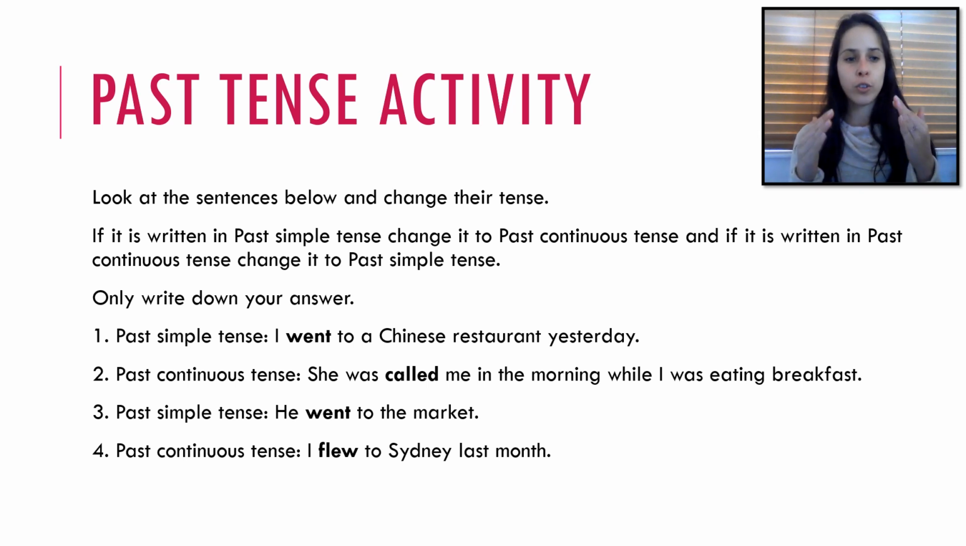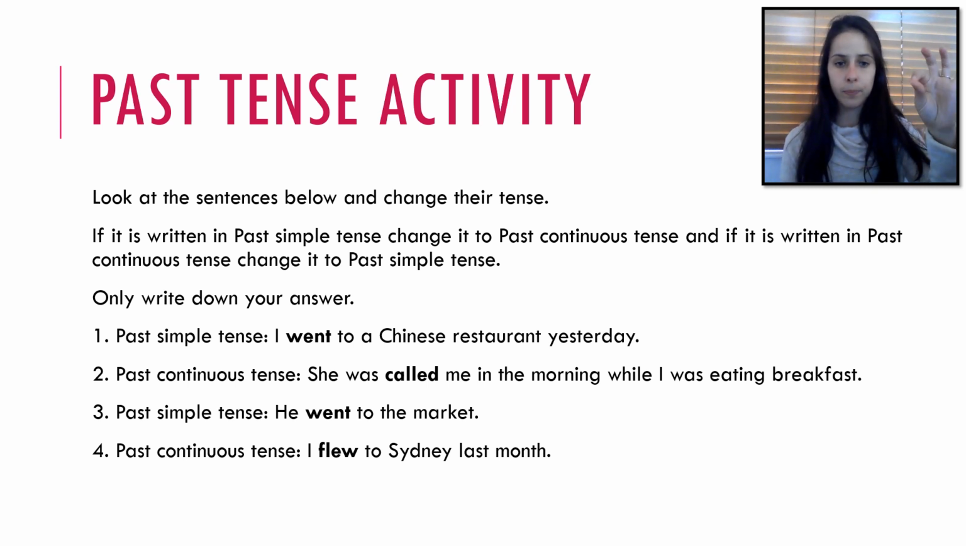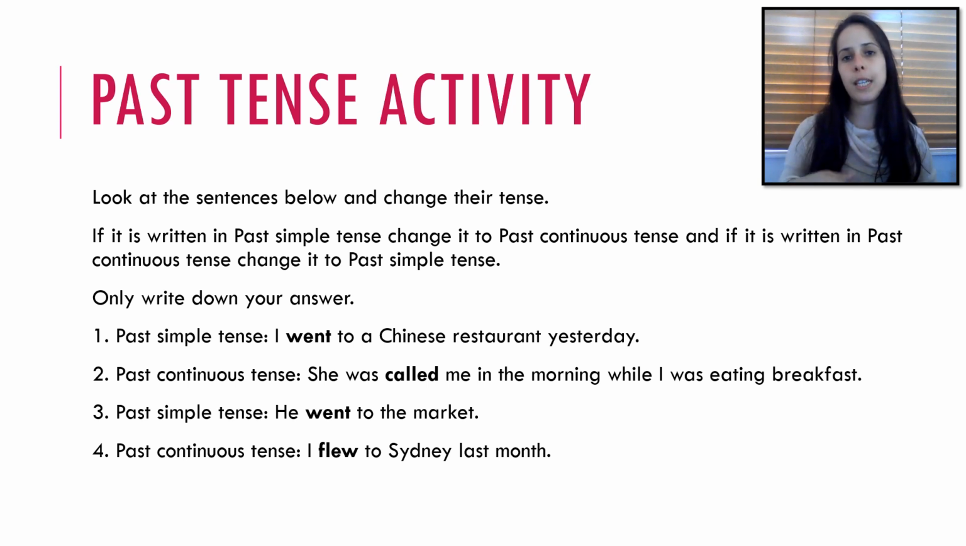Okay, so you've got 4 sentences there. It's not a lot. You're obviously going to rewrite the correct sentence in your workbook. And please tell me what tense your sentence is. So your heading will be past tense activity, and then you're going to write the number 1. Don't write what I've put on the screen. You don't have to rewrite it. But I've given you a sentence there in past simple tense. So you are going to write past continuous tense, and then you give me the past continuous tense sentence.